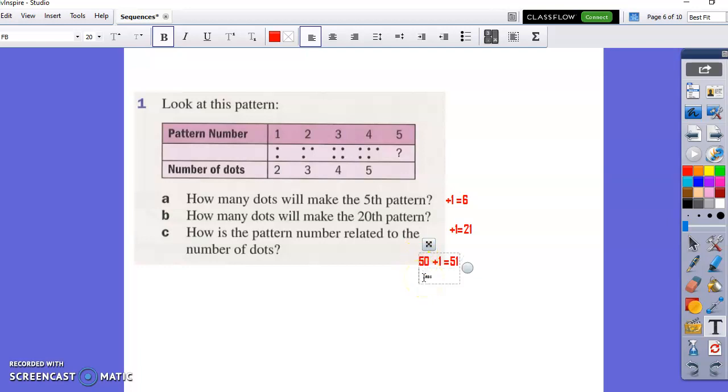What if you want to find the x terms? Any term, or the nth term. Let's denote it with n. So the nth term will be what in this case? It will be n plus 1. So for the nth term you have to add 1.